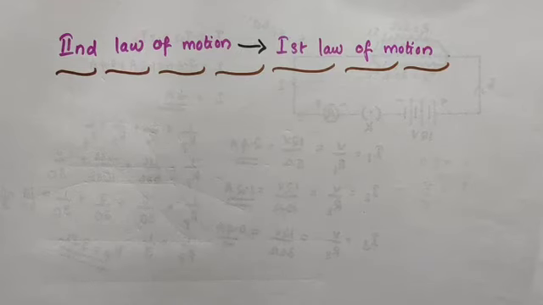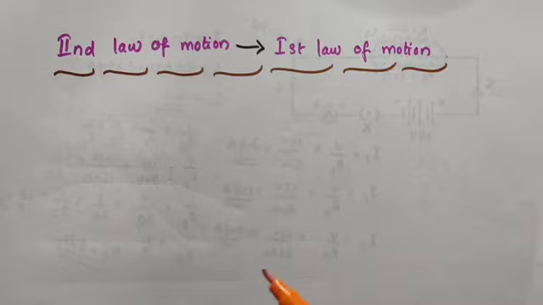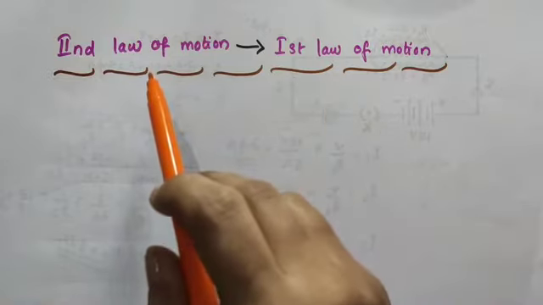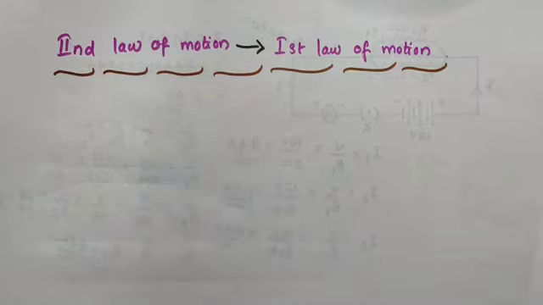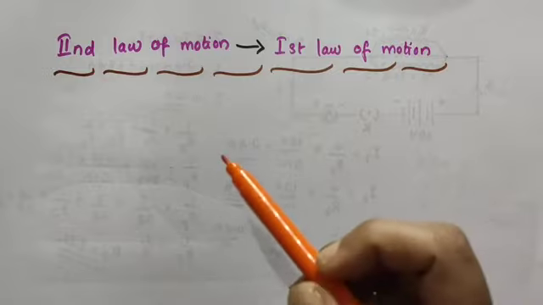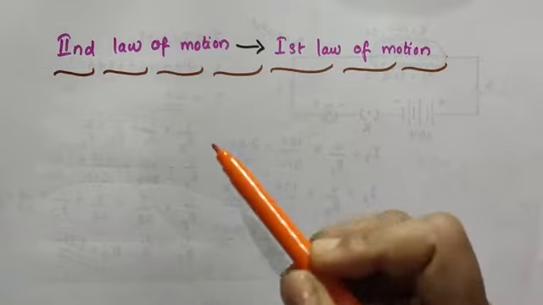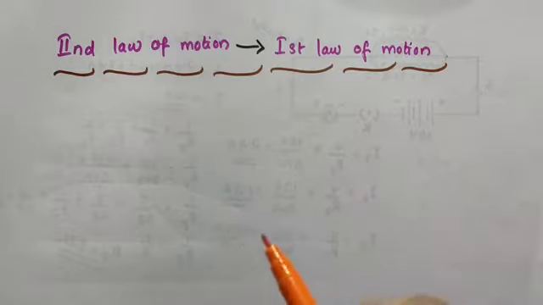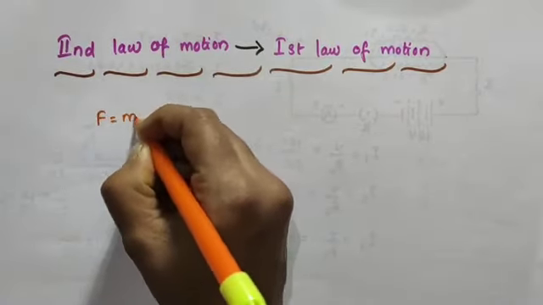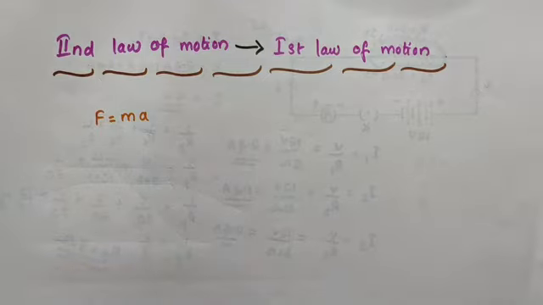Hello everyone. In this video, we will see how to state Newton's first law of motion from the mathematical expression for Newton's second law of motion. The first law of motion can be mathematically stated from the mathematical expression for the second law of motion. The mathematical expression for Newton's second law of motion is F equal to ma, which we have already discussed in our previous videos.